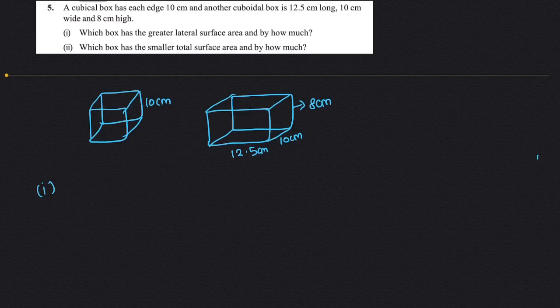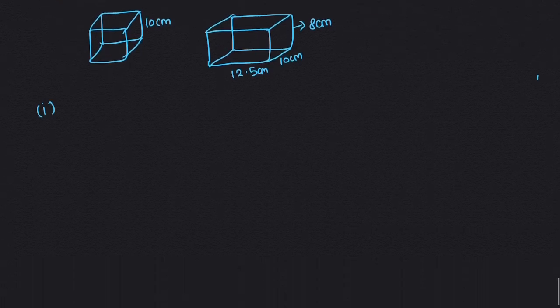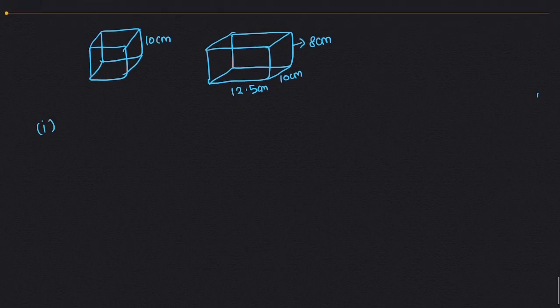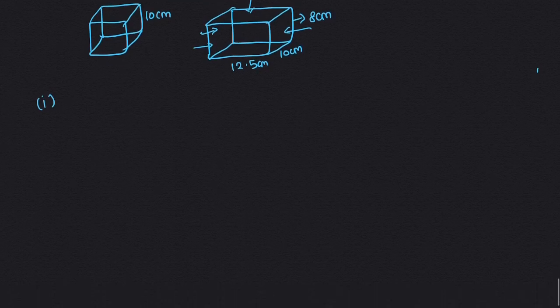Lateral surface area means just remove the top and bottom. So lateral means just adding front, back, so front, this one, on the back side, and left and right. That's it. So in a cube, the first one, each side has 10 centimeter. So the side area is a square. So for example, just like for all sides.